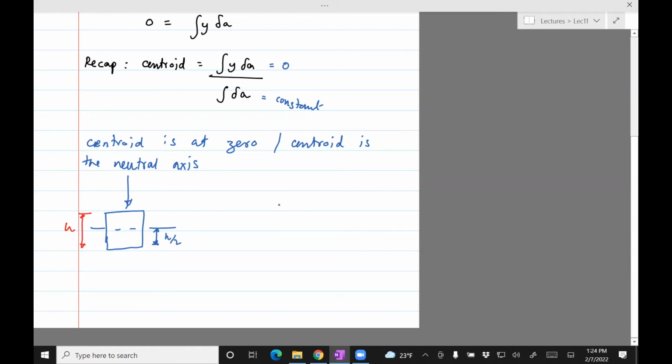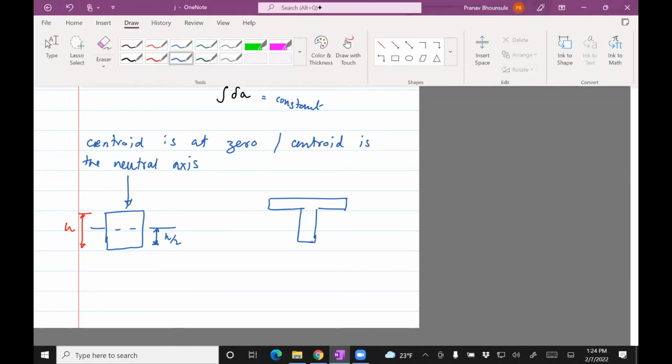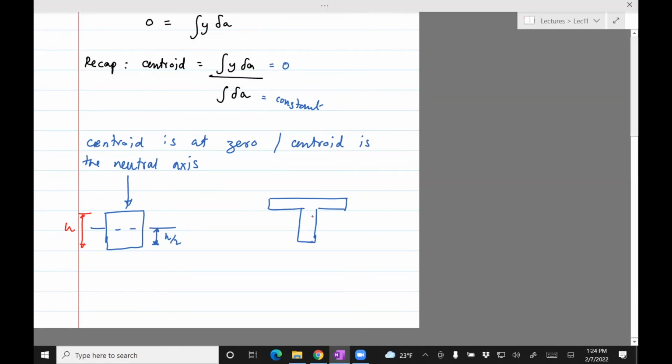But now if I give you this section, and this section is now subject to a bending moment, right? It is a T section. Now the question is, where is the neutral axis? What you'll do is you'll find the centroid using that formula. The centroid formula is integral y dA divided by integral dA, and then that centroid is the neutral axis.